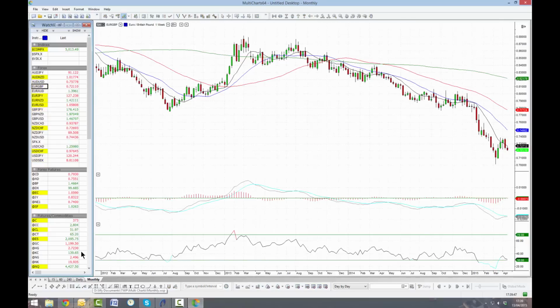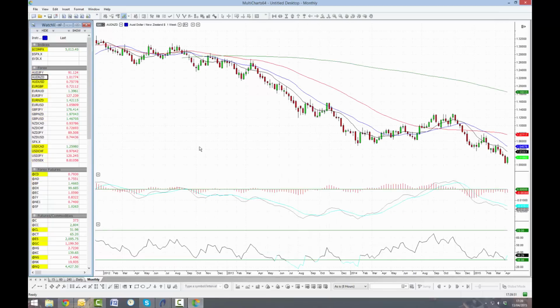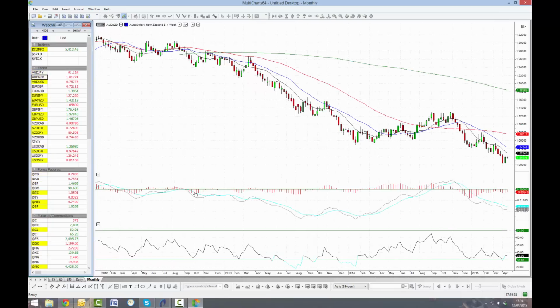Now if we take a look at the next one, which is Australian dollar against the New Zealand dollar. Again on the weekly chart, nice, well-behaved, strong trend to the downside, moving averages all in the right order, lovely convergence on the indicators, and the market's just pulled back fairly close to the moving averages, so it's not overextended at this moment in time.